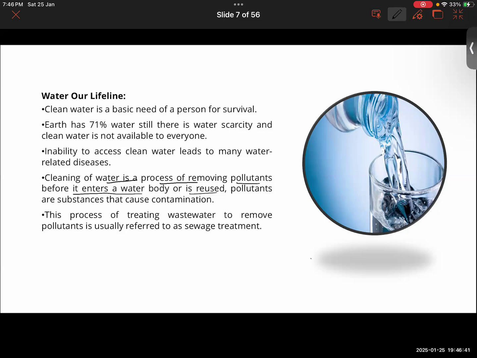For example, if all the waste materials from our house are being released into the drain through this pipe, what should be the right way? Before being released into the drain, or before being discharged into the river, all the waste should be removed from it so that it does not cause contamination.